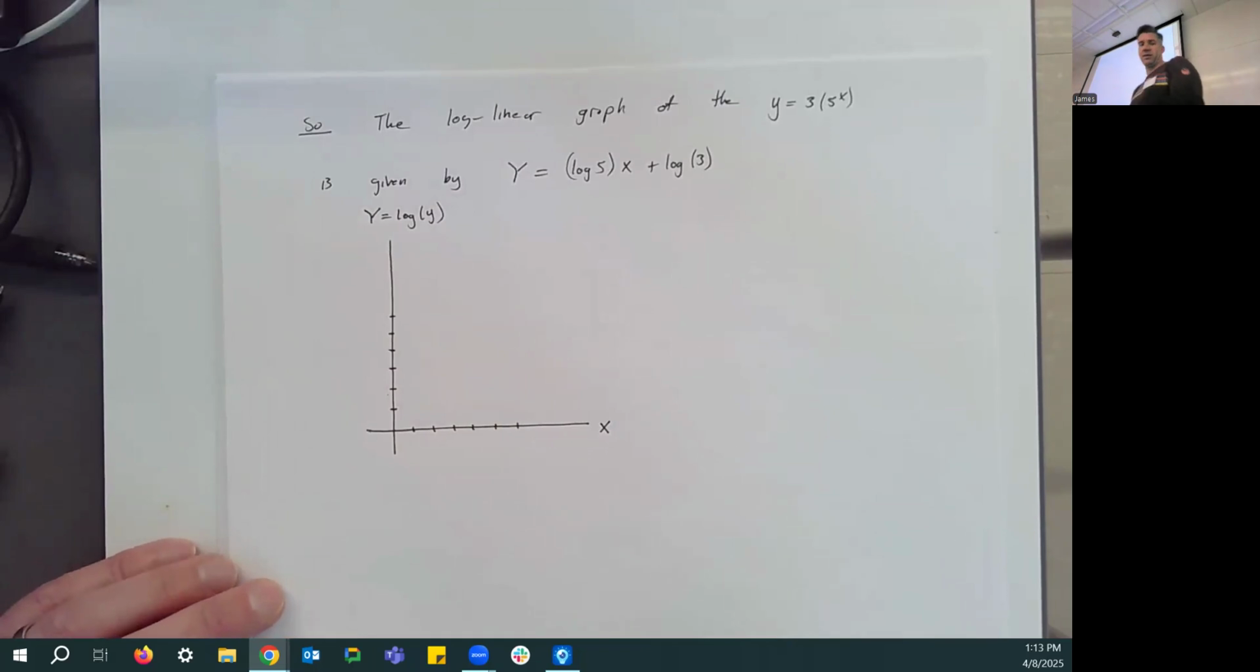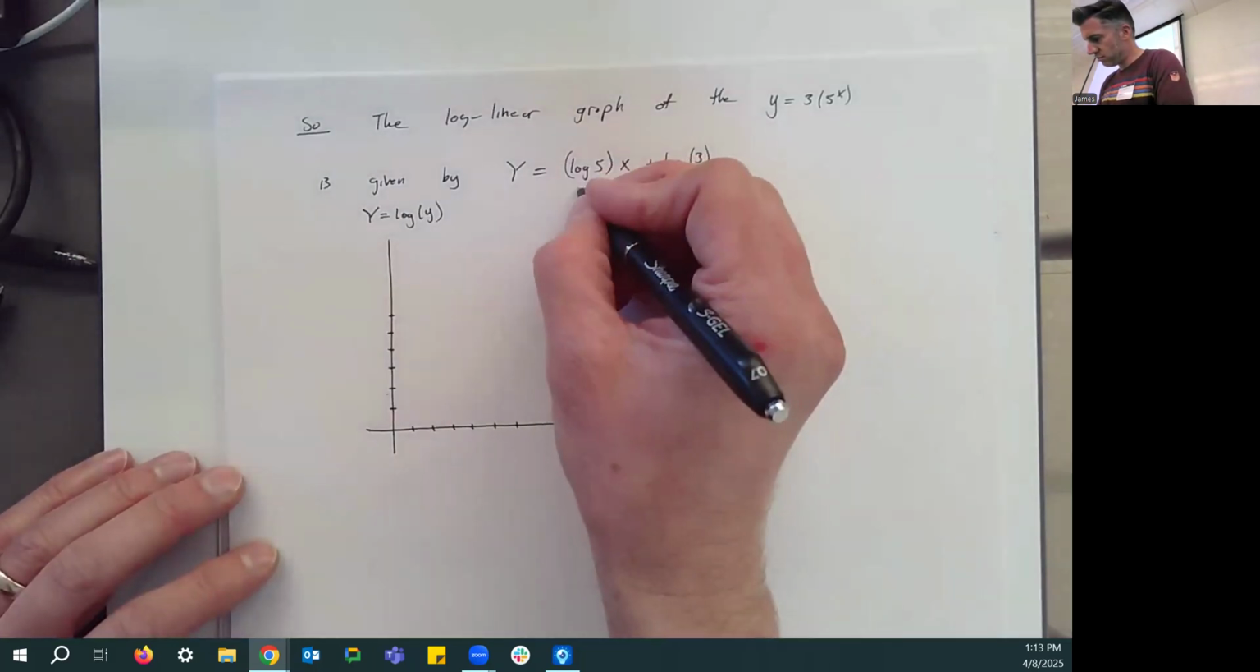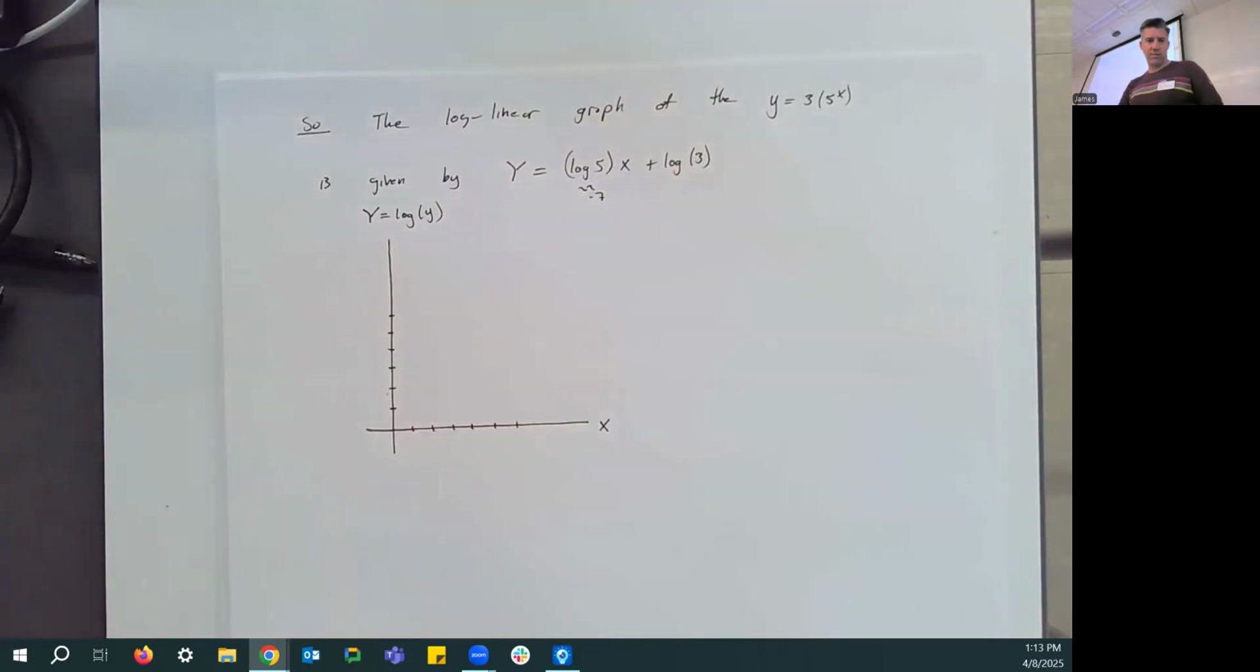Let's see, what's log of 5 and log of 3? One moment, just so we can make this look somewhat decent here. Log of 5 is approximately 0.7, and log of 3 is approximately 0.26.